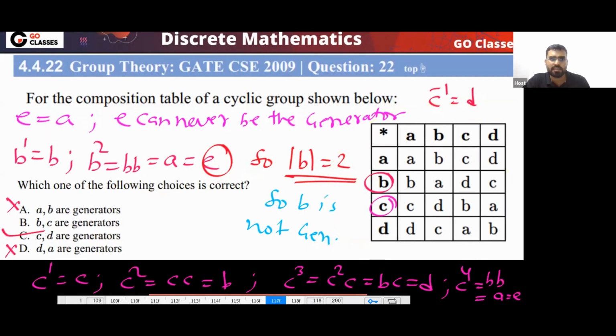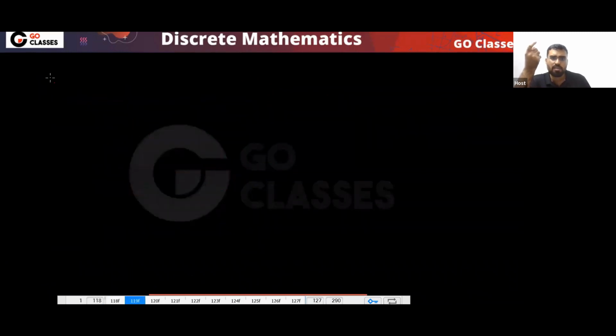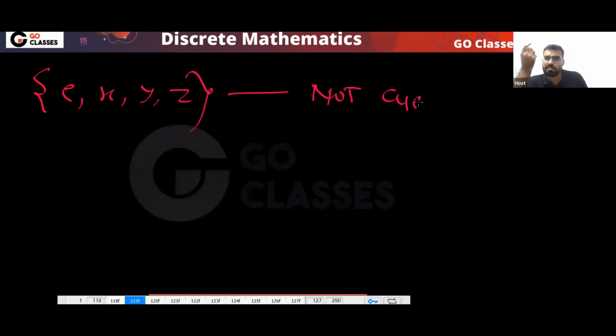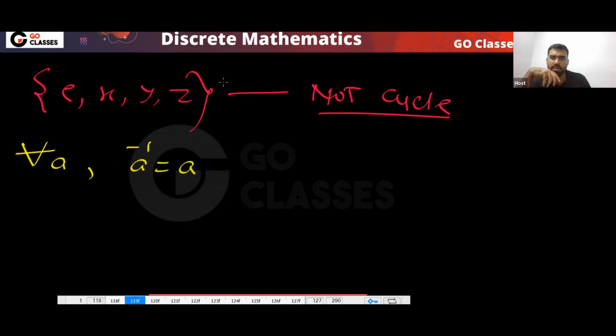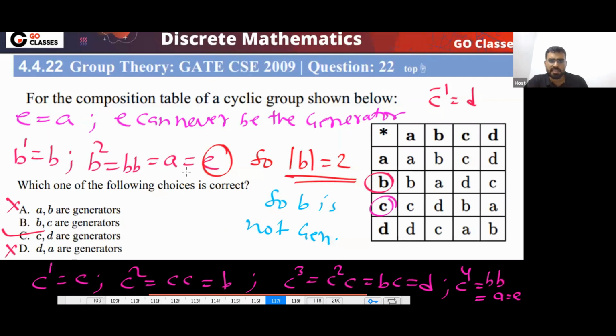Only two templates are there for order 4. Only two templates you have. This template is this. What is the other template? The other template is not cyclic, where for all elements, A inverse is A. In this template there is no generator. Very simple question. A is the identity element here. First of all, you find the identity element.